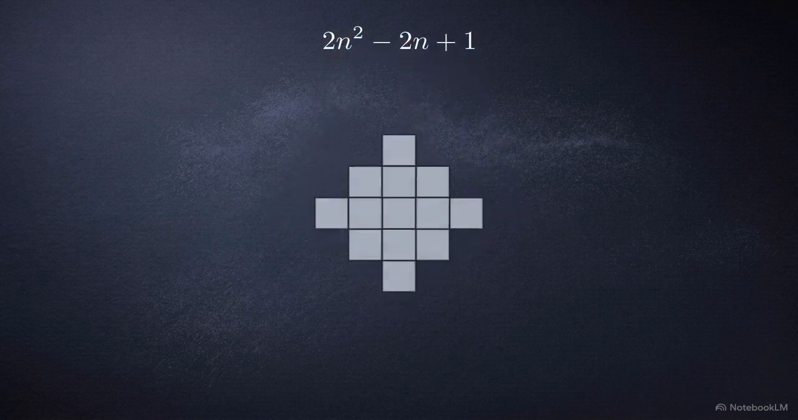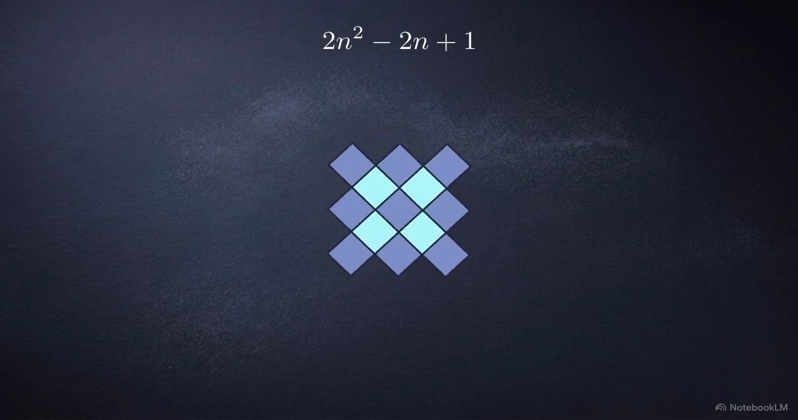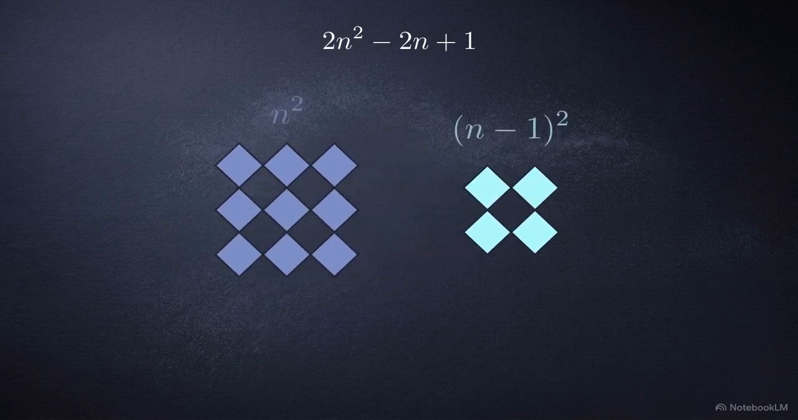This algebra is the standard way to reach the answer, but the geometry hides a shortcut. Watch what happens to those jagged staircase edges if we rotate the entire shape 45 degrees.